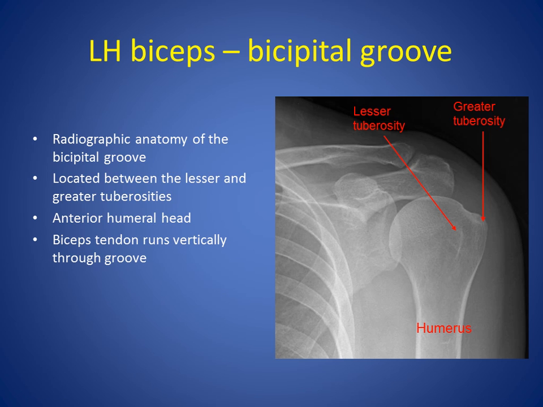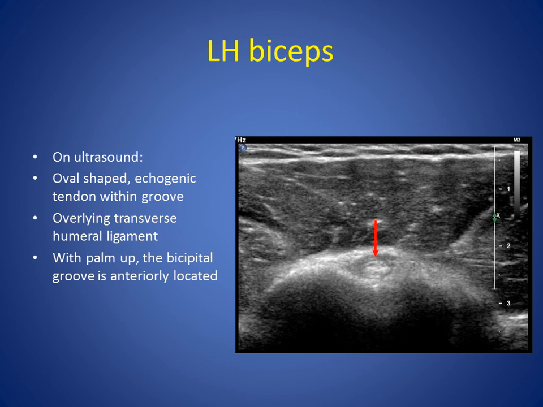Okay, the radiographic anatomy of the bicipital groove, you can see the lesser tuberosity and the greater tuberosity. In the normal setting, the biceps tendon will run in between those through the bicipital groove. Here's an ultrasound transverse image showing the biceps tendon within the bicipital groove, and Dr. Fajardo very nicely showed how to find this and image this with ultrasound. With the patient supine, with the hand supinated, this is right in the front of the proximal humerus.